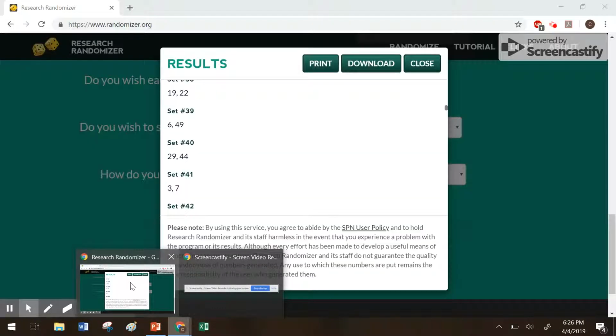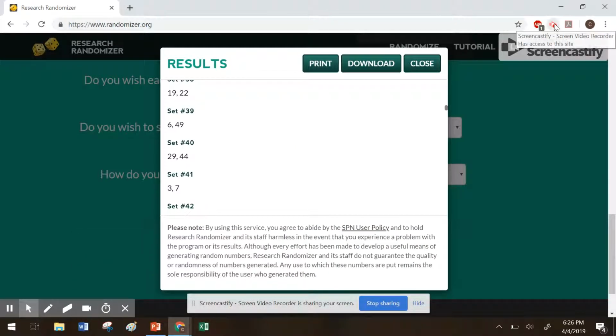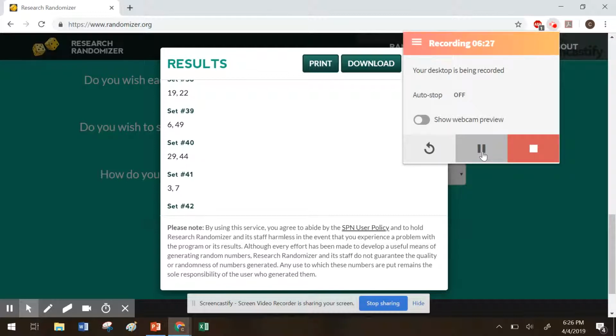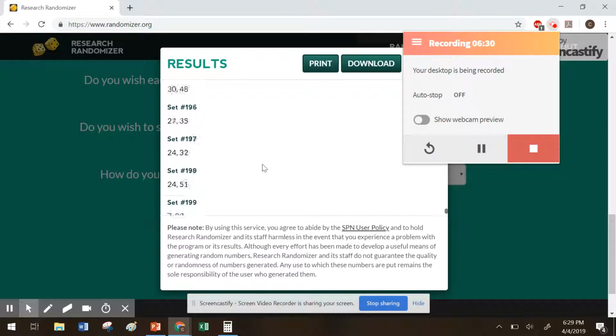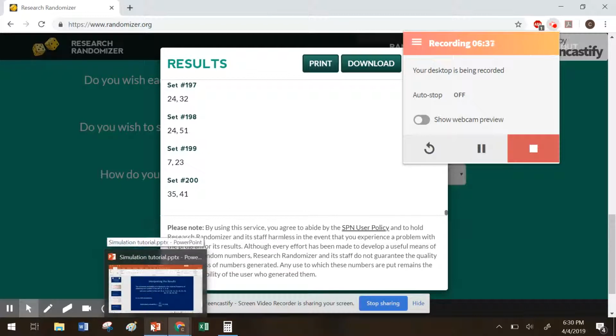And this is going to be a little tedious. I'm going to go through the whole set of 200. So I'm going to pause for a second, and I will be right back. Okay, I'm back. I made it down to the bottom of my list, and I found a total of 12 blackjacks out of 200 simulations.